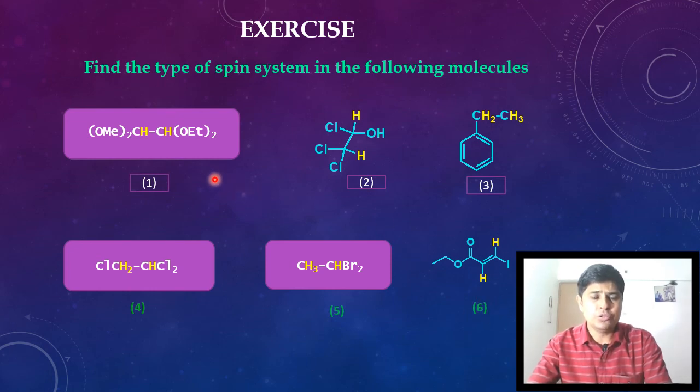So you should write what will be the spin system for example number 1, for example number 2, for example number 3, for example number 4, for example number 5, and for example number 6. Write it somewhere. We will see the answer later.